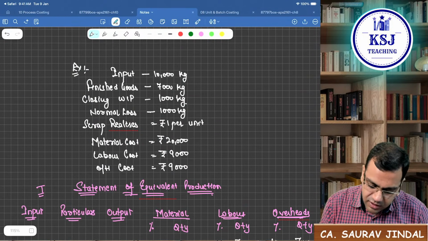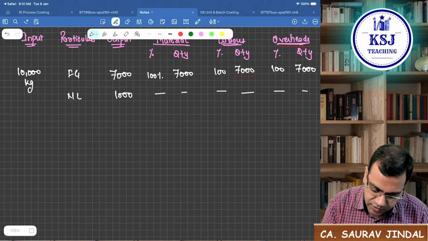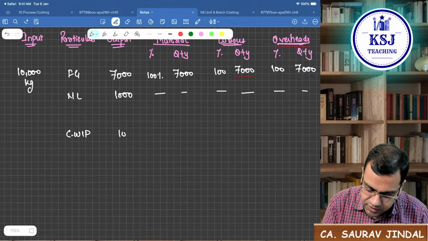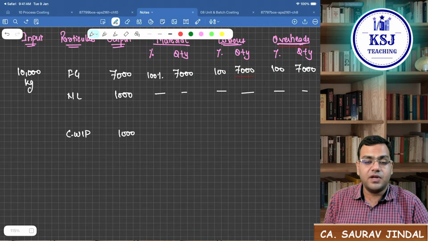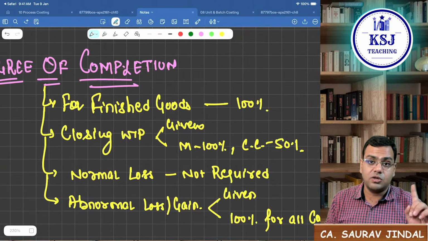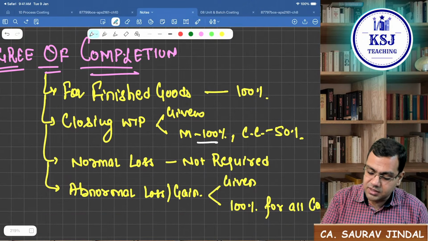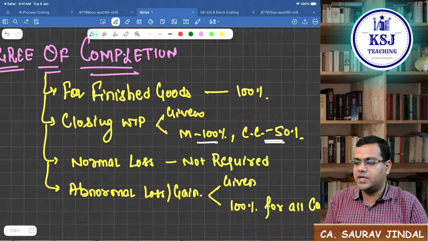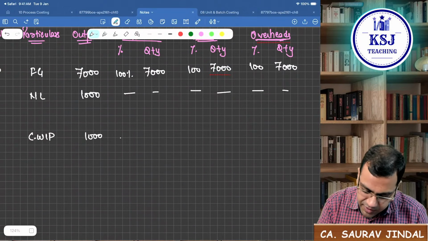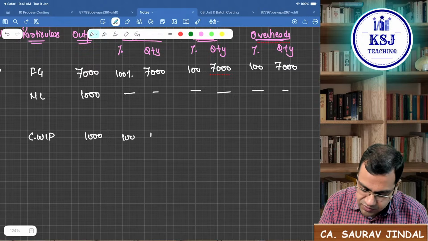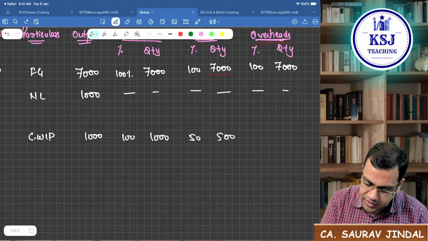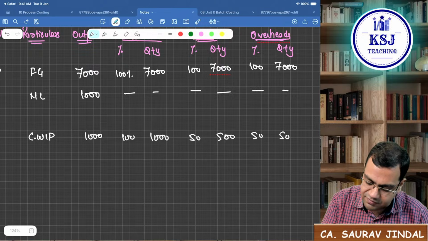Then what is given? The closing WIP is given as 1000. You are given closing WIP of 1000. Now, what is the degree of completion? The degree of completion for closing WIP is not given in the question. So material 100% and conversion cost, that is labor and overheads, you will take it as 50%. So for closing WIP, for material you will take 100%, that is 1000 units. Here you will take 50%, that is 500 units. Here you will take 50%, that is 500 units.